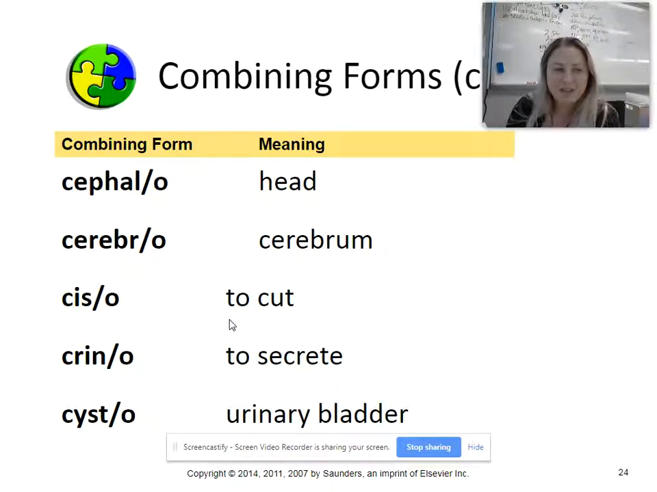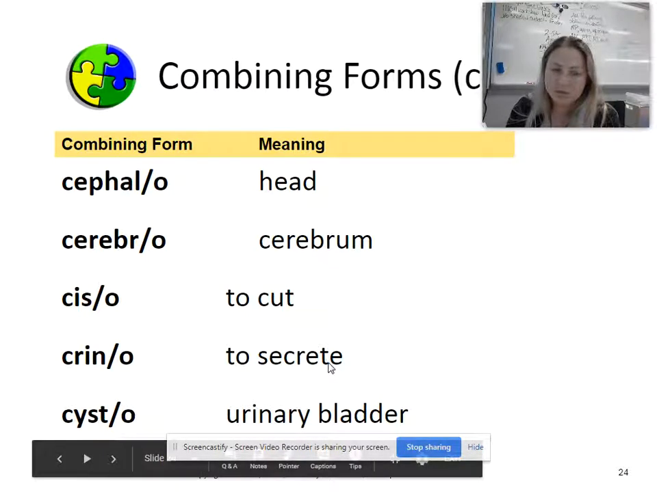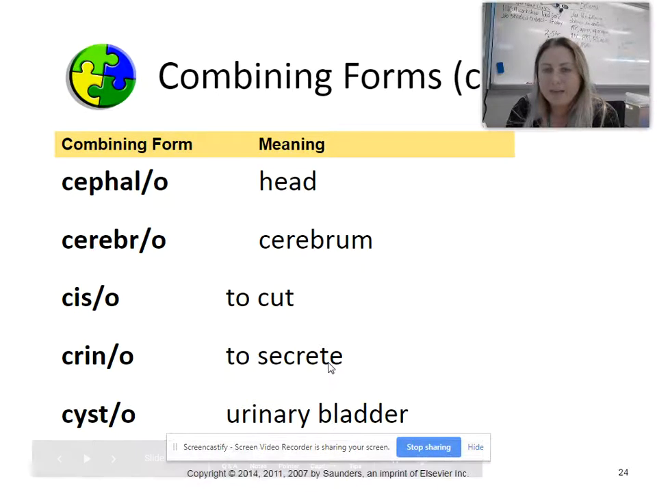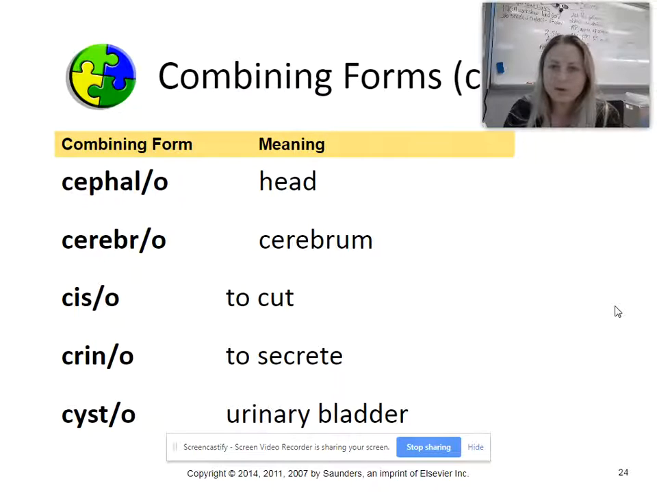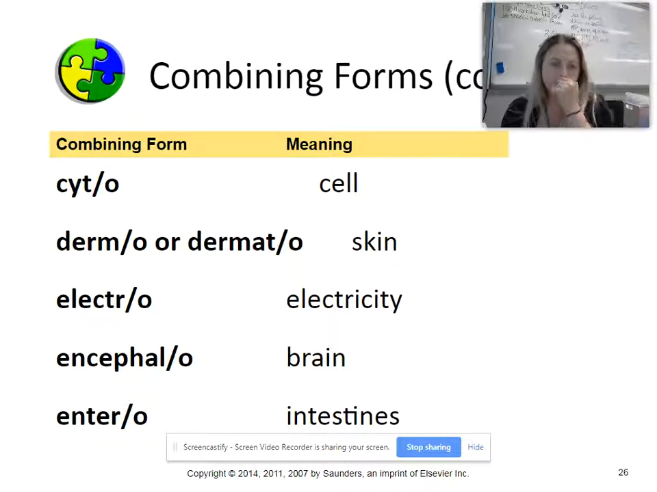Ciso, to cut. Like an incision means to cut into. Crino is to secrete. So endocrine means that it's an organ that secretes hormones into the bloodstream. Endocrine, to secrete into. Cysto is urinary bladder. So what holds your urine before you excrete it when you pee? Cyto means cell. Cytology is the study of cells.